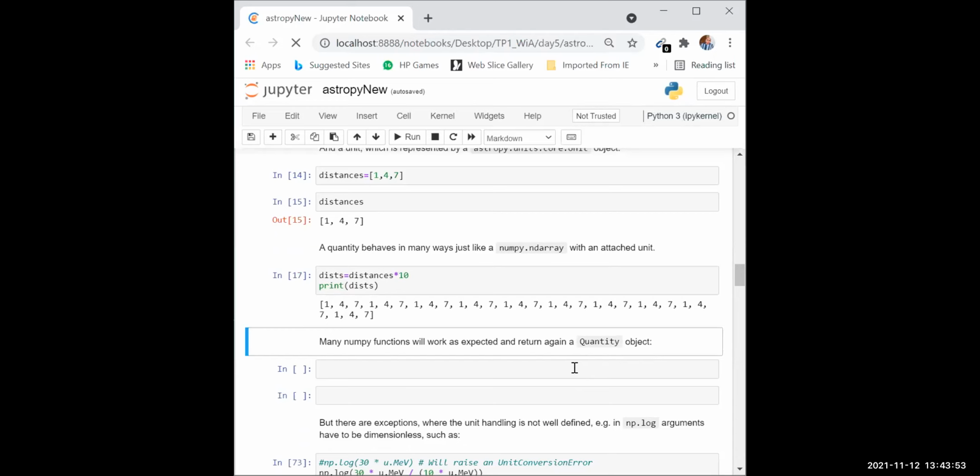Yeah. And now, if I define, say, I'll use another variable called distances 2, and I take distances and I multiply it by U dot light year. Yeah, and if I print this.